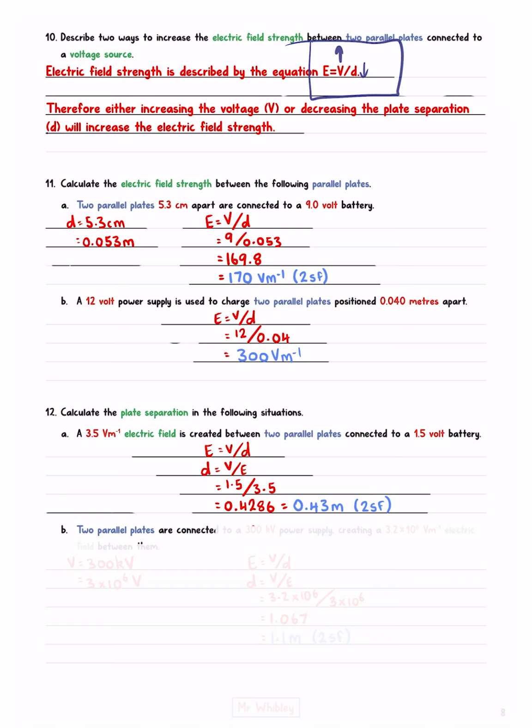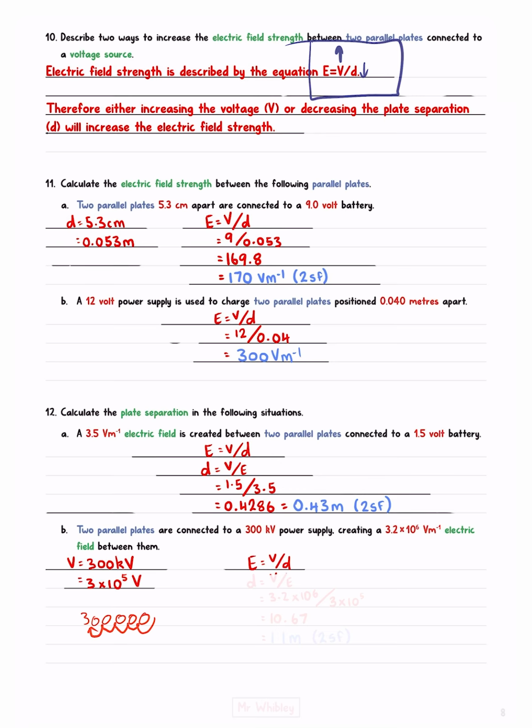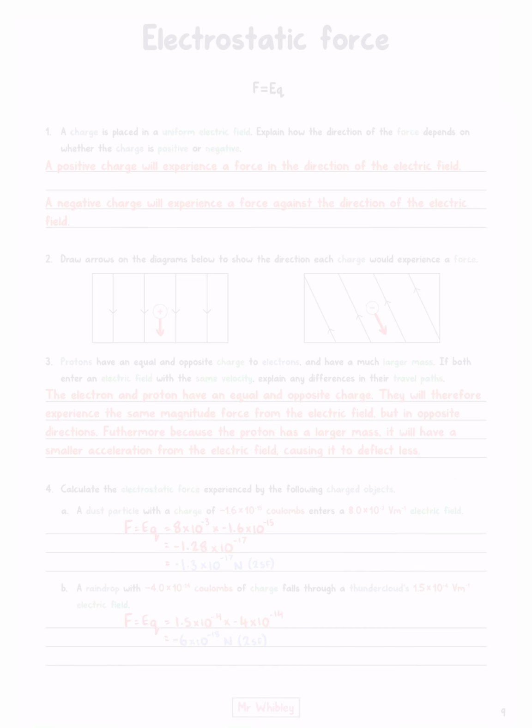2 parallel plates are connected to a 300 kilovolt power supply, creating a 3.2 times 10 to the 6 volts per meter electric field between them. We know that our voltage of 300 kilovolts is 3 times 10 to the 5 volts. That is 300 times 1000, and we move our decimal point 1, 2, 3, 4, 5. We know that E is equal to V over D, solving that for D, by swapping the E and the D around, putting in our field strength and our voltage, gives me 10.67 or 11 meters to 2 significant figures.